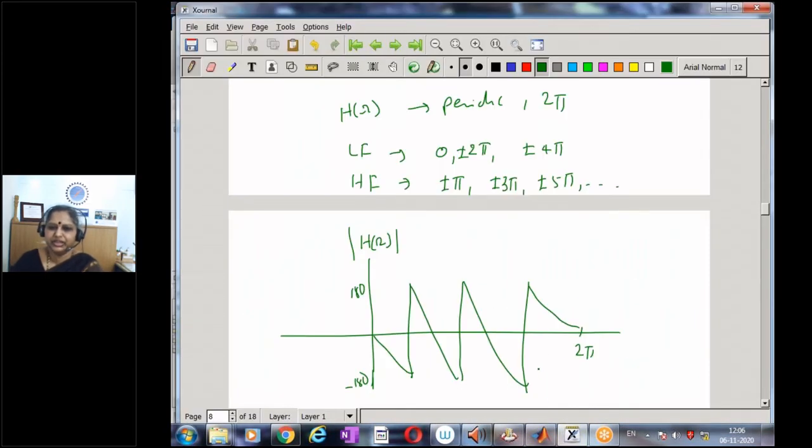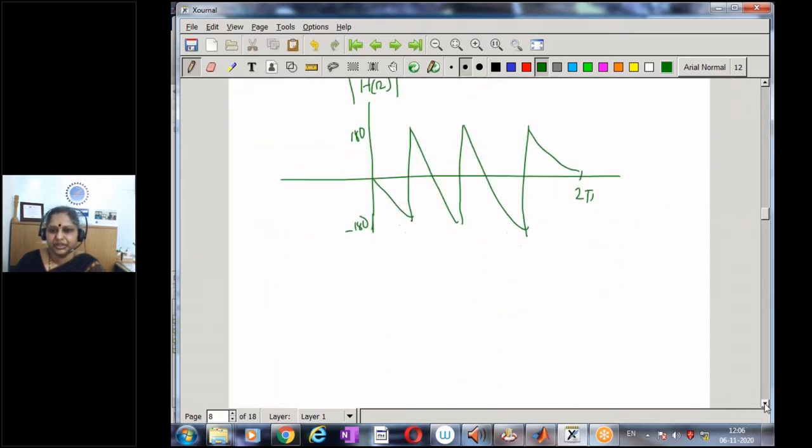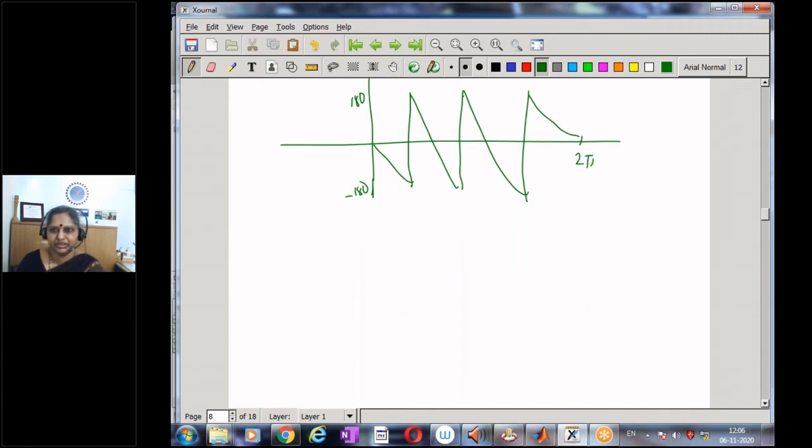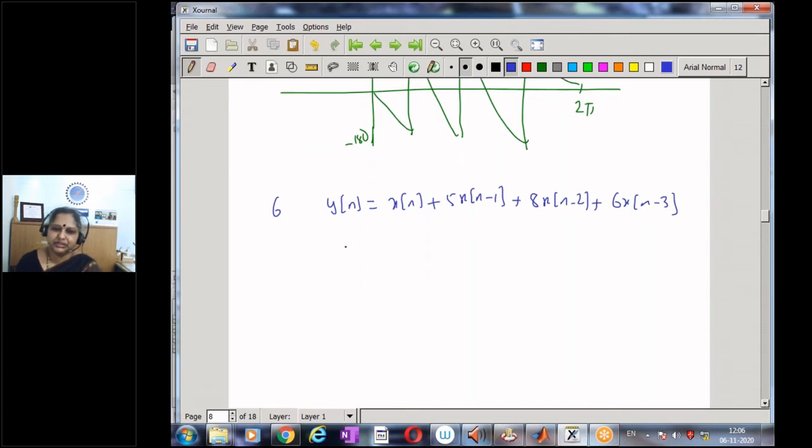So now let's continue. We have now seen representing the given system using the magnitude and phase response. Now let's go to the last method of representing, the sixth method of representing the LTI system. Let's have the difference equation once again: plus 5 x of n minus 1 plus 8 x of n minus 2 plus 6 x of n minus 3. This is our difference equation, and let's try to represent it as a block diagram.